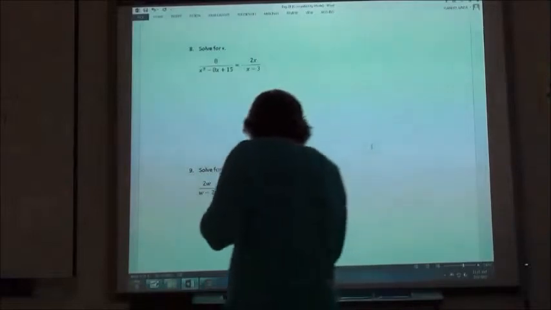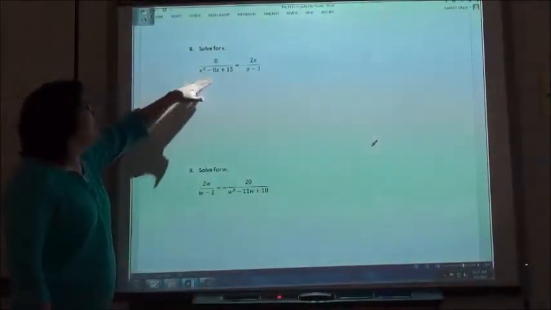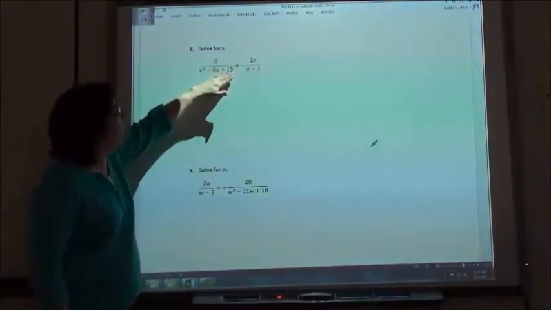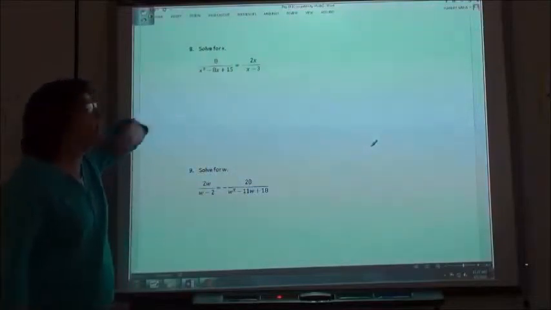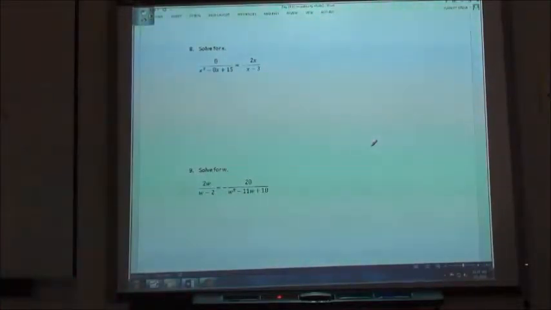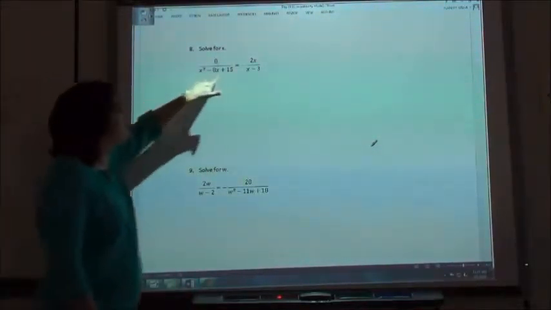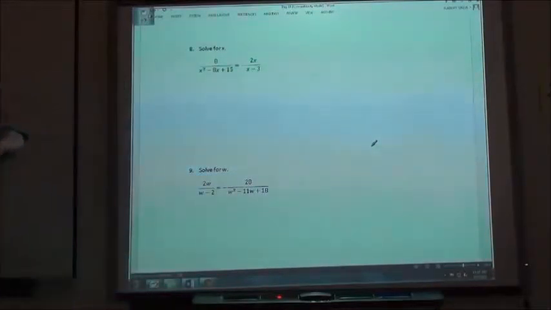All right, number 8 had a typo on there. Make sure that it has a +15 on the end. If you have an old set of papers, it might have the wrong number there, but it should have a +15 on the bottom. And so again, if we're solving this one, we're going to factor our quadratic expression so that we can find what our common denominator is.